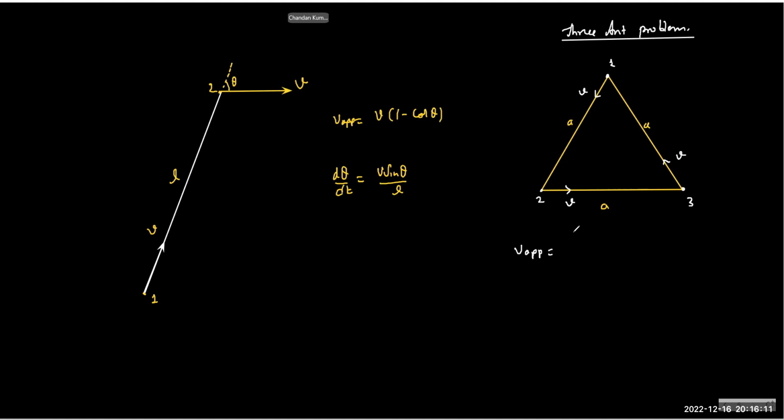What is the V approach? 3v/2. Very good. So it is V plus V cos 60. Correct? So if you think of 2 and 3, then the approach is V plus V cos 60, which is V plus V/2. Now this approach is same for 2, 3, 3, 1 or 1, 2 because it's symmetric, isn't it? Understood?